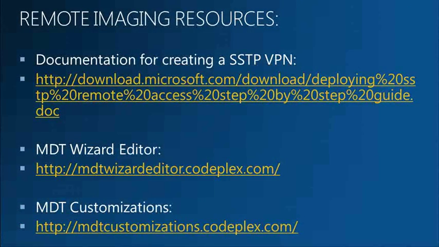One is on creating an SSTP VPN. If you guys don't have that already, you can read that documentation. I have something on the MDT Wizard editor where it's a UI. You can include, import your deploy wiz definition E and U to make the changes that I talked about. And then last, there's mdtcustomizations.codeplex.com. We leveraged this site to do a lot of the web service stuff when we were first starting out. So if there's something that's specific to your environment, you want to make some modifications, you can go to this site. They have plenty of scripts and plenty of examples.